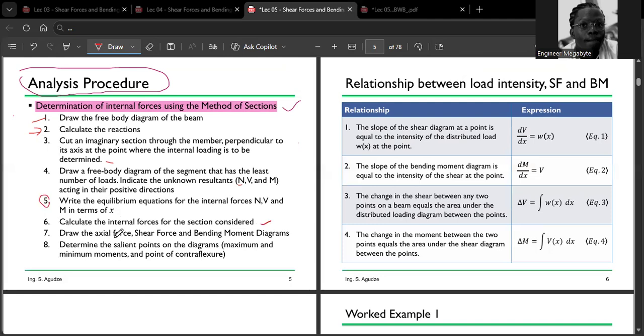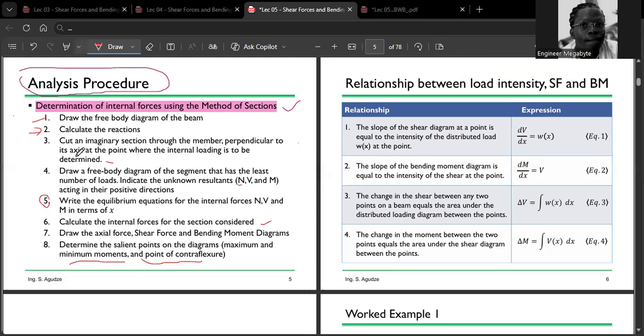Also, you should be able to calculate the internal forces for the sections considered. Draw the axial force, shear force, and bending moment diagrams. Also determine the salient points of the diagram, that is the maximum and minimum moments and points of contraflexion. Okay, so those are the salient points.